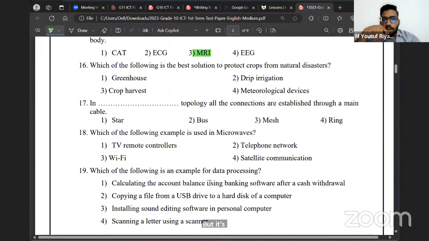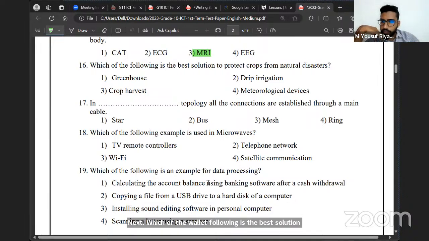Next, which of the following is the best solution to protect crops from natural disaster? Exactly, it's greenhouse. Drip irrigation is to water the plants. A meteorological device is to monitor the farm, like the temperature, all those things. And crop harvest is basically harvesting the crops. So out of all of them, to protect from natural disasters, greenhouse is comparatively better.